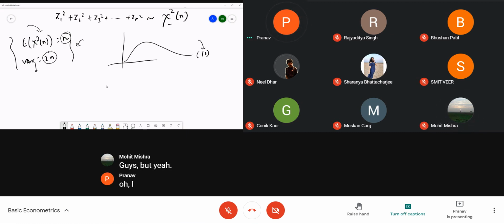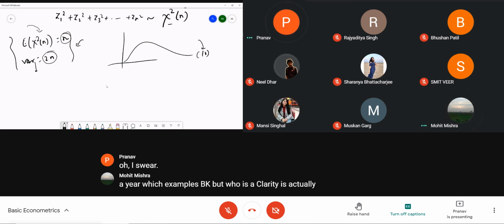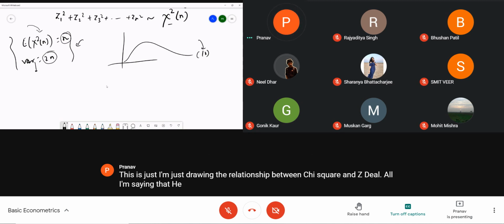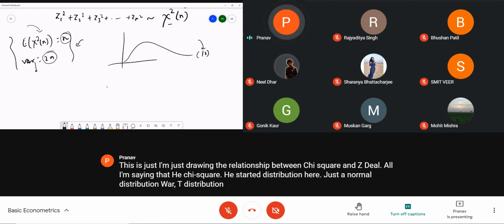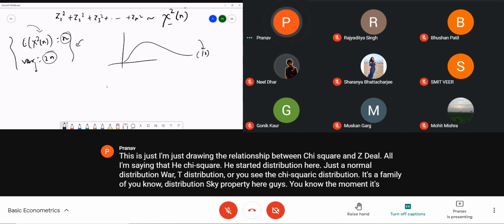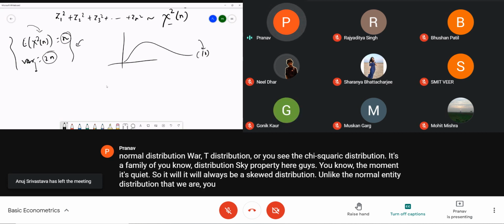Have you studied chi-square? Yes sir, I have studied it and done some examples, but I don't have that clarity. Exactly. So I'm just drawing the relationship between chi-square and z, dear. All I'm saying is that chi-square is a distribution, like the normal distribution and the t distribution. It's a family of distributions. Its property is that, since it is squared, it will always be a skewed distribution, unlike the normal and t distribution that we are so much engrossed in understanding.